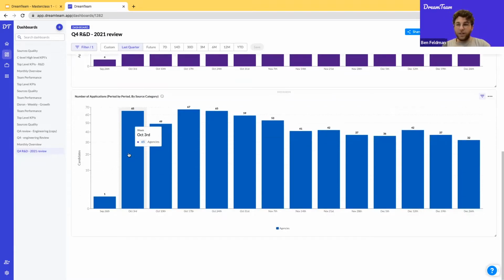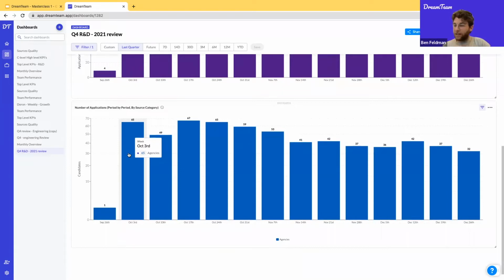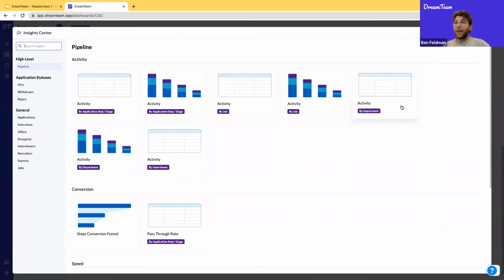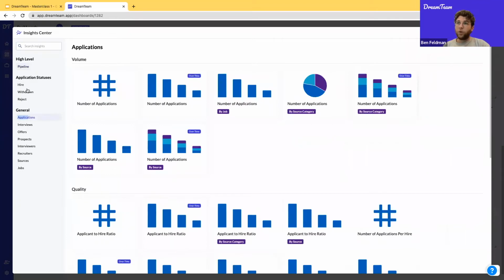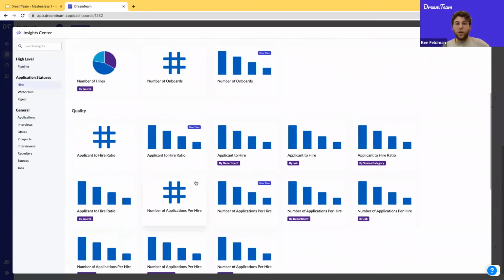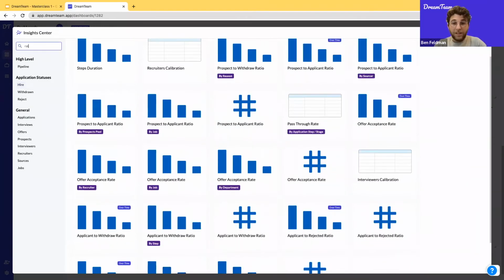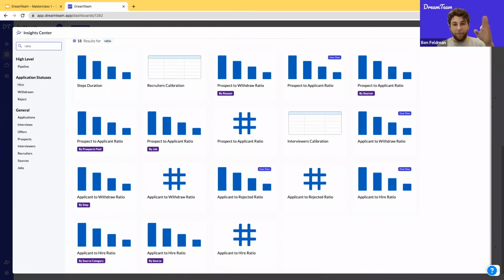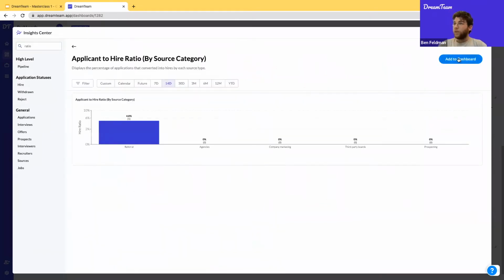And what I want to see at this point is, what is the quality of these candidates? So I'm going to add an insight, and I'm going to look for quality. I'm going to go to hires. Now, at this point, if you don't actually know where to look for this specific insight, but you know what you want to see, you can always search for it. So I know that I want to see a ratio. I want to see what percentage of applications that came from agencies were actually hired. So I'm going to look for ratio, and you can see all of the ratio options come up here. And I'm going to say application to hire ratio by source category. And I'm going to add that in.